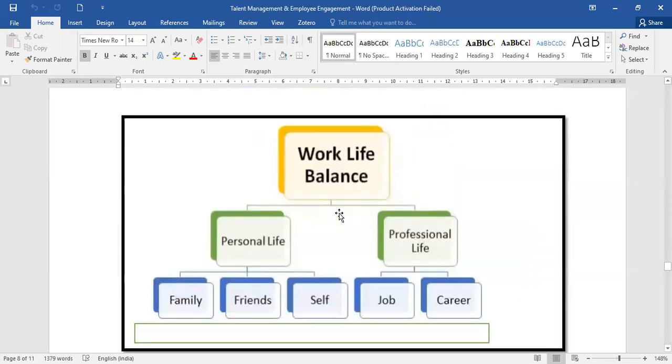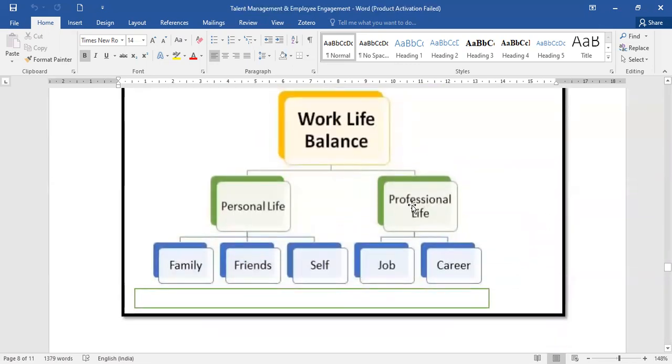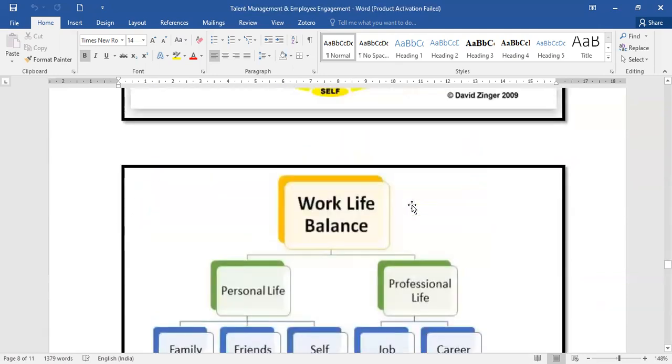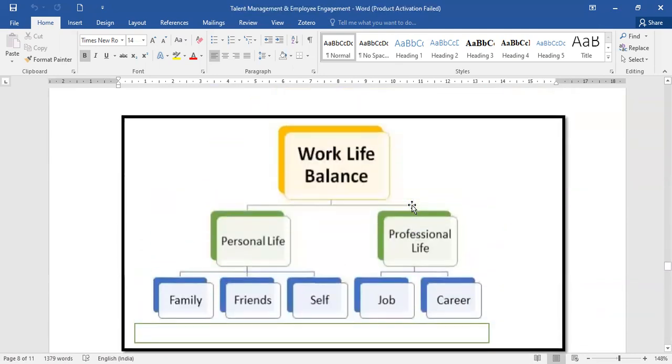Then we have something called work-life balance. When we talk about work-life balance, it is balancing your personal life as well as your professional life. It describes the relationship between your personal and your professional work. It is very important nowadays to have a balance. It's very important that you take care of your professional life in the form of job and career, and you take care of your family life also with the help of family, friends, and time to self.